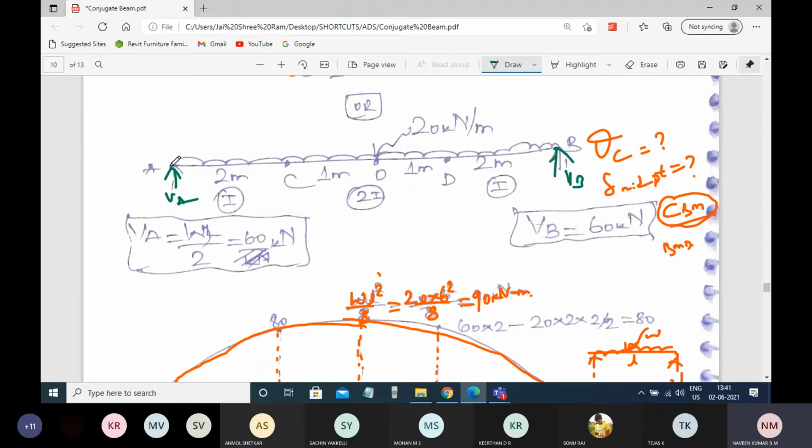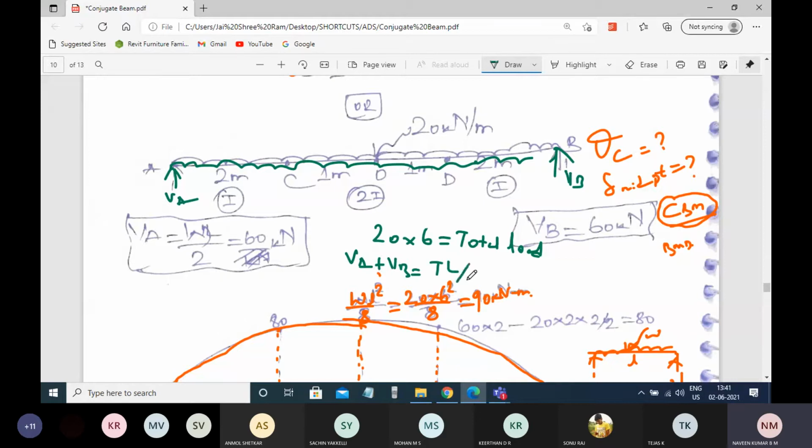Because of the UDL acting throughout the structure, the total load will be W times 6 meter. So this will be your total load. VA plus VB equals the total load, so each reaction is the total load divided by 2. VA equals VB because of symmetry.